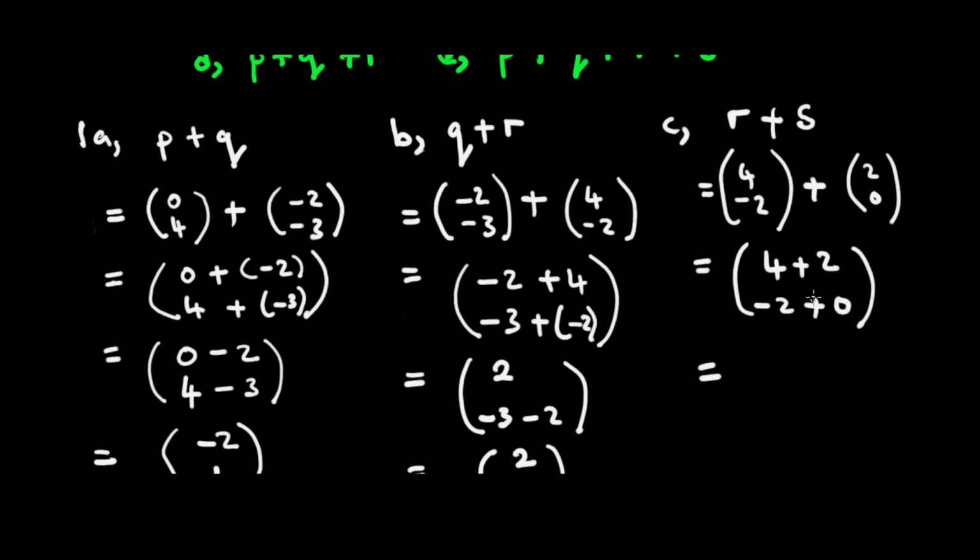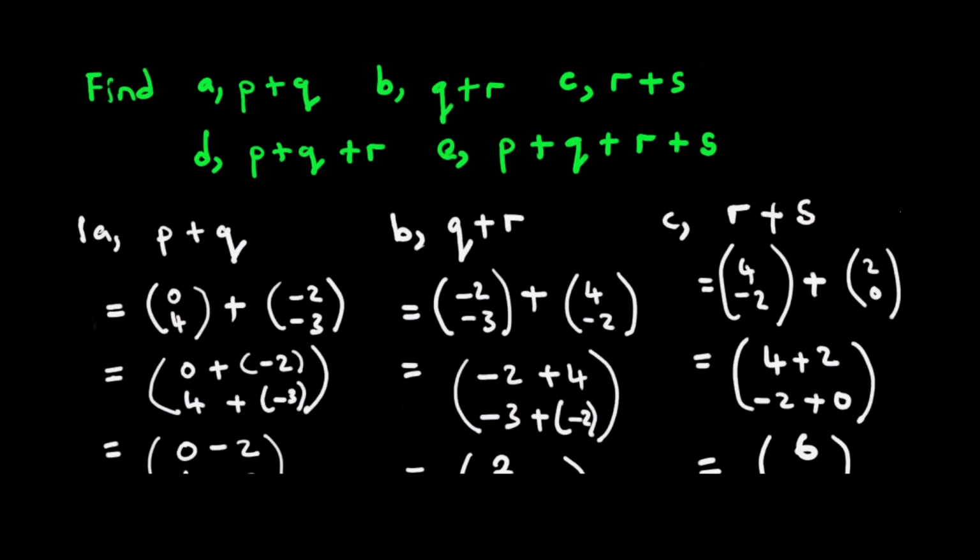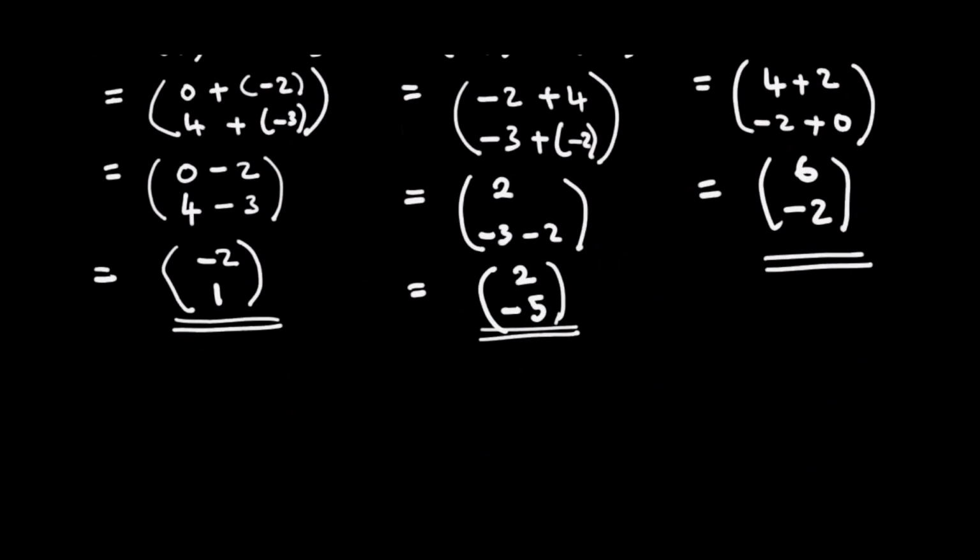This is equal to 4 plus 2 ndiani? Ndi 6. Then minus 2 plus 0 obviously is minus 2. So this is our final answer. Handei pa D. D iri kuti titsvage P plus Q plus R. Saka D iri kuda titsvage P plus Q plus R.